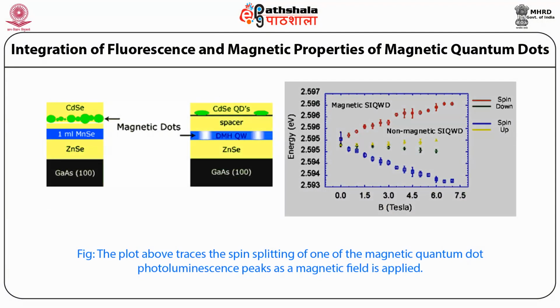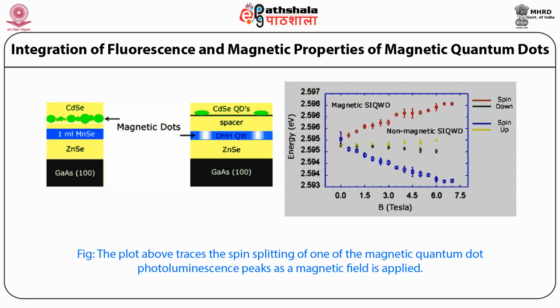In the two structures shown in the slide, carriers confined to the quantum dot interact with a local magnetic environment provided by paramagnetic Mn2+ ions, spin 5/2. On the left, a layer of MnSe is grown sufficiently close to CdSe quantum dots so that there is a significant overlap of the carrier wave function with that of the Mn ion.